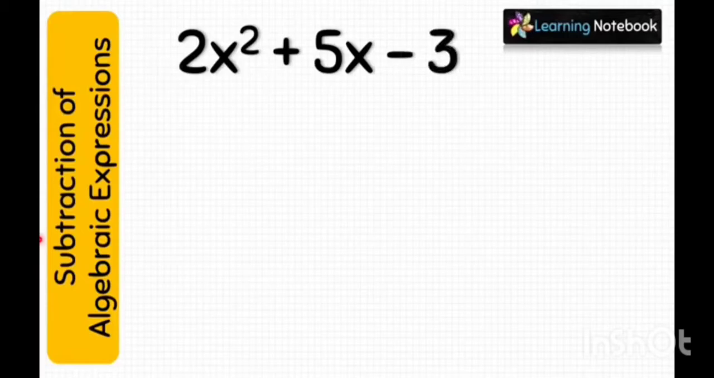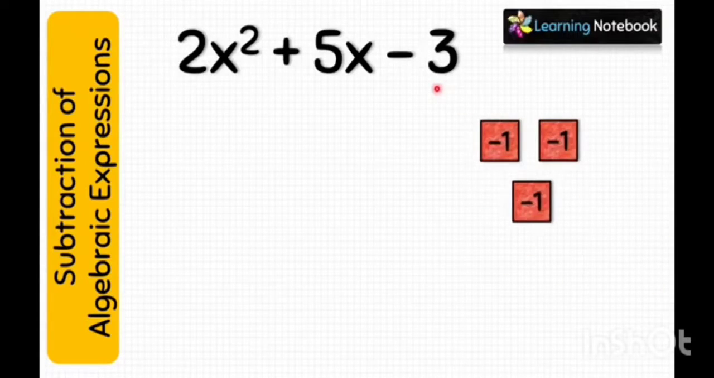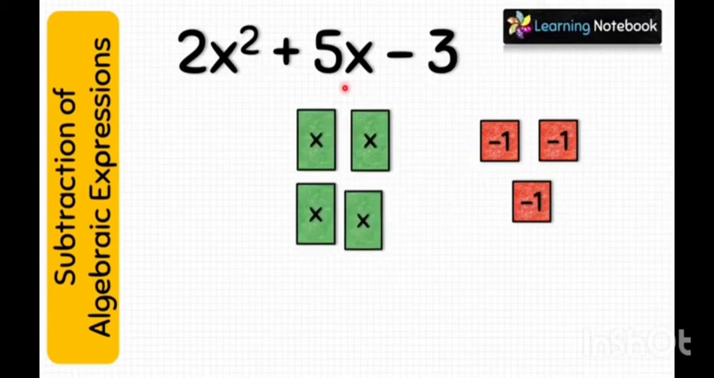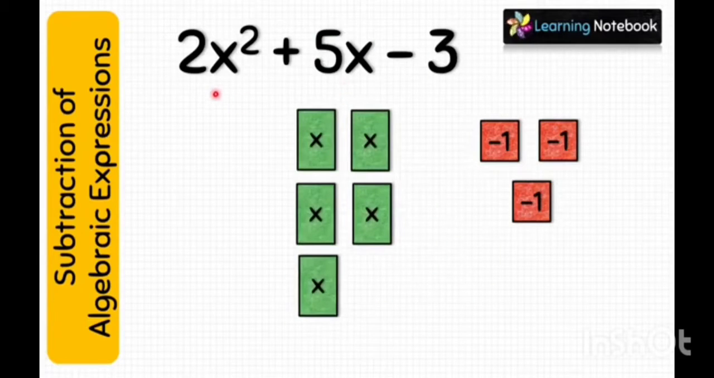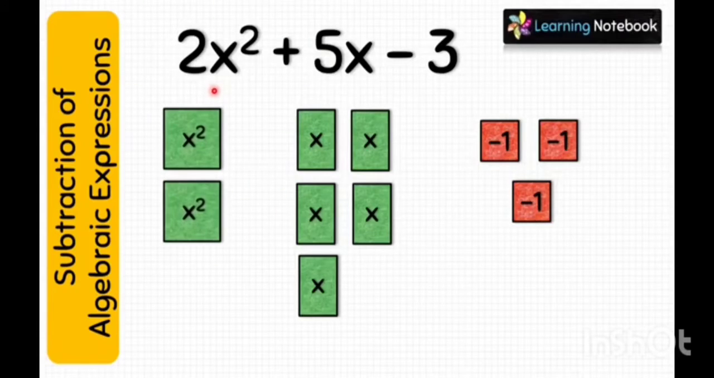Now, let's first represent the first expression, which is 2x square plus 5x minus 3. First, we will represent term -3 by putting 3 red small squares. Next, we will represent term 5x by putting 5 green rectangles. And then we will represent term 2x square using 2 green big squares.